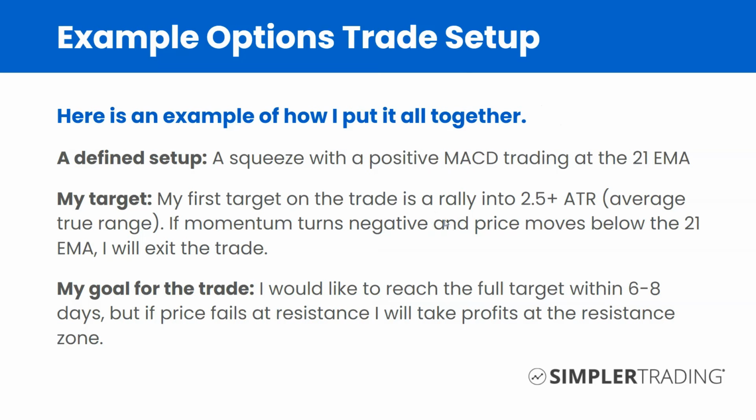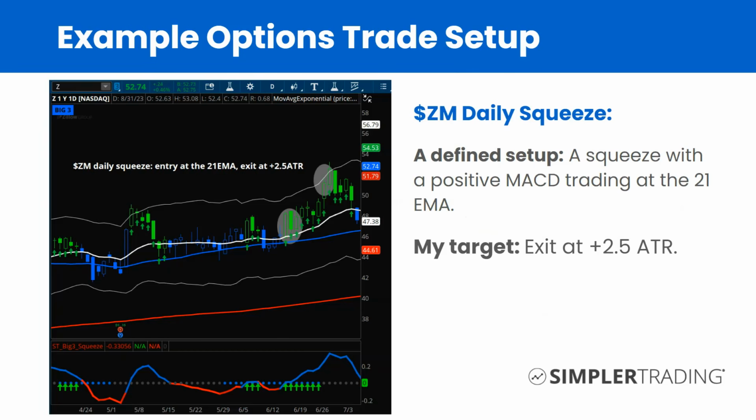So here's an example of a trade where everything came together. I had my squeeze, the MACD was bullish, and most importantly, I locked in a good entry. So, daily squeeze for Zoom. We bought it right above that 21. And then about a week later, we caught the push there into our target, 2.5 average true range moves above that 21 EMA. And that's a trade that I look to rinse and repeat, pretty much every week and every day. The classic squeeze trade.